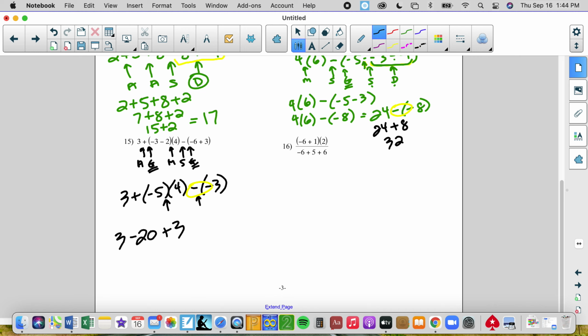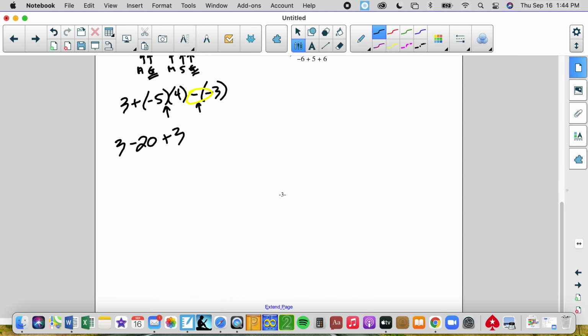A lot of students went here and just wrote 20. Saw multiple people do that. And that is not taking the time to do the steps. The next problem is 3 minus 20, which is -17. And -17 plus 3 gives us -14.